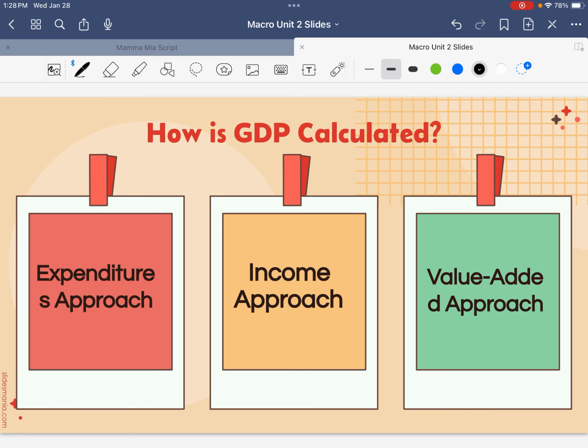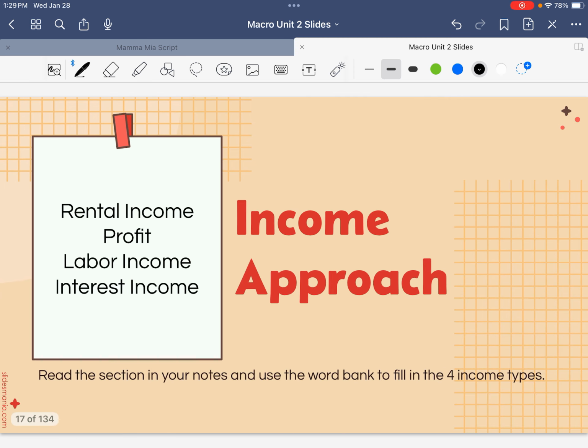All right, three ways that GDP is calculated. I'm going to let you read those ways in your notes, so pause the video and do that. We are going to focus on the expenditure approach. The value added approach, just read about it. We're not going to worry about it. And then the income approach, I'll talk about it here in just a little bit. But expenditure is the one we're going to focus on and that the test focuses on.